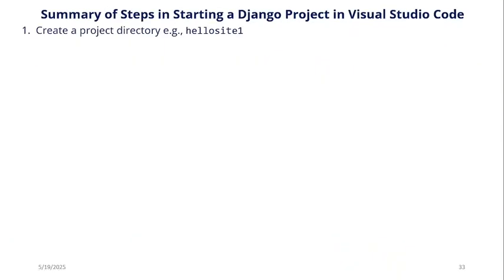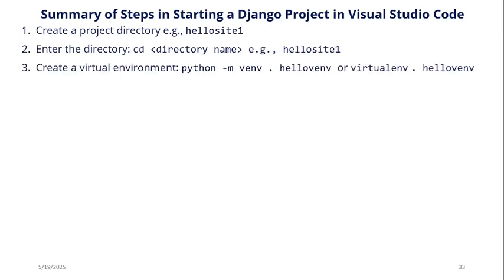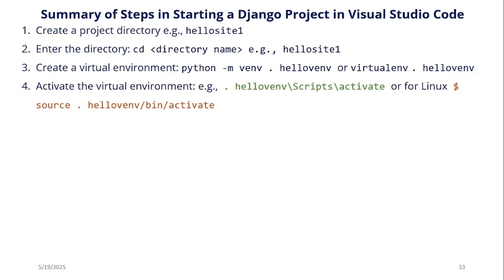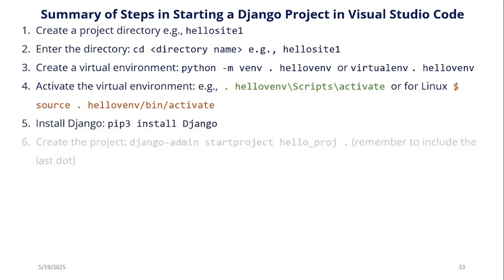So here is the summary of the steps in starting a Django project in Visual Studio Code. Number one, create a project directory, wherever you want to put, whatever name you want to call it. Secondly, enter the directory. You can either enter the directory via the method that I have shown you or through the terminal, which we will learn in the next class and beyond. Create a virtual environment. This is the command. Activate the virtual environment. Install Django.